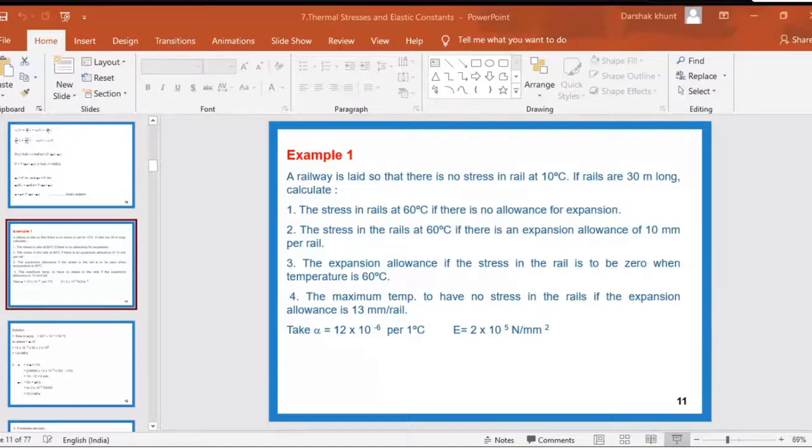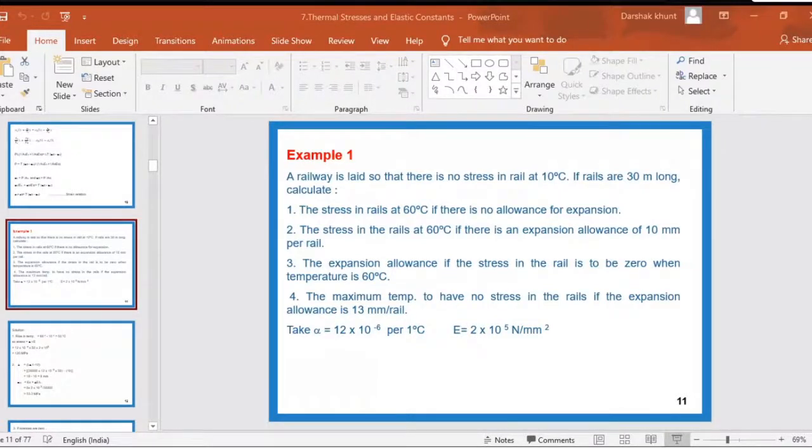Okay. And in the fourth case, the maximum temperature to have no stress in the rail if the expansion allowance is 30 mm per rail. Means if we allow 30 mm expansion, up to which limit of temperature change are there no stresses in that element? So four different cases are given to you.